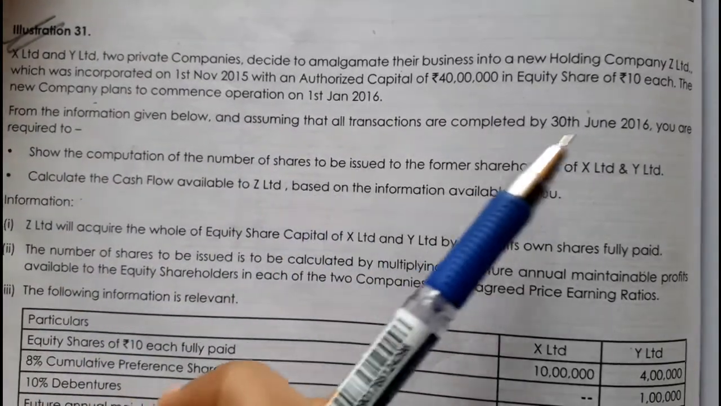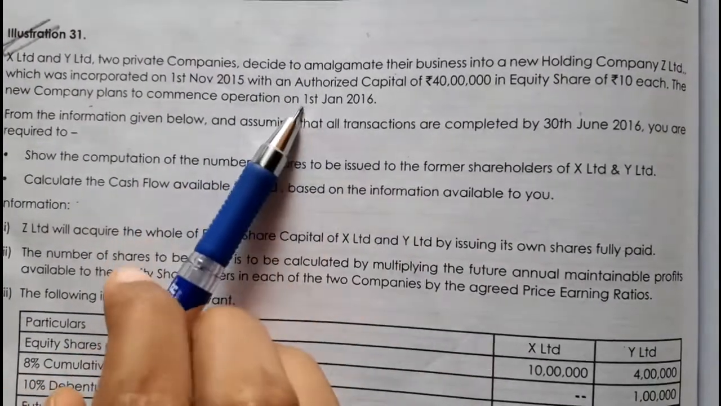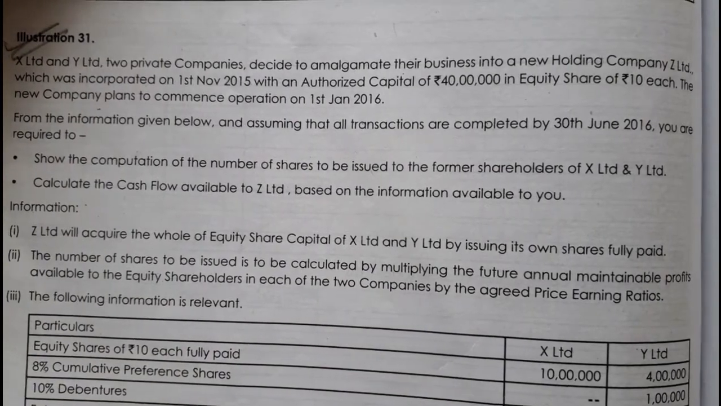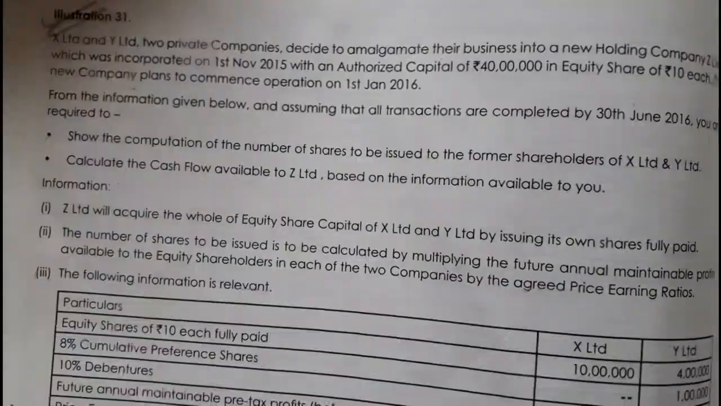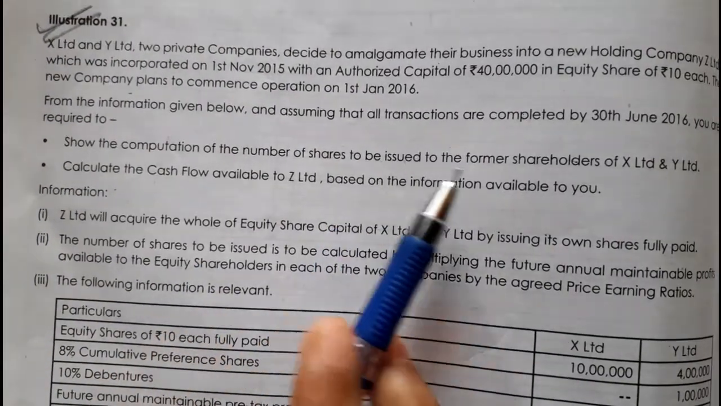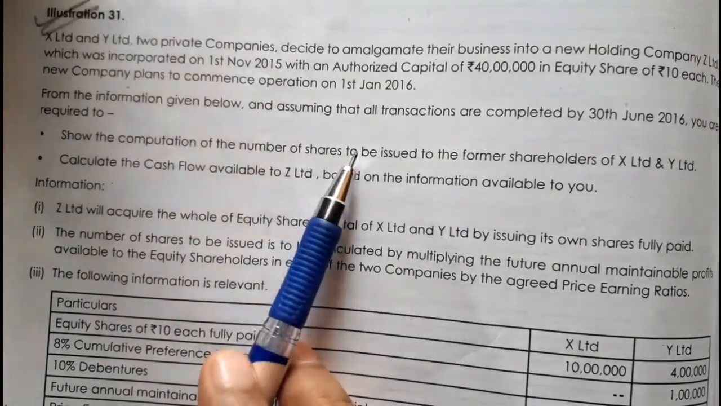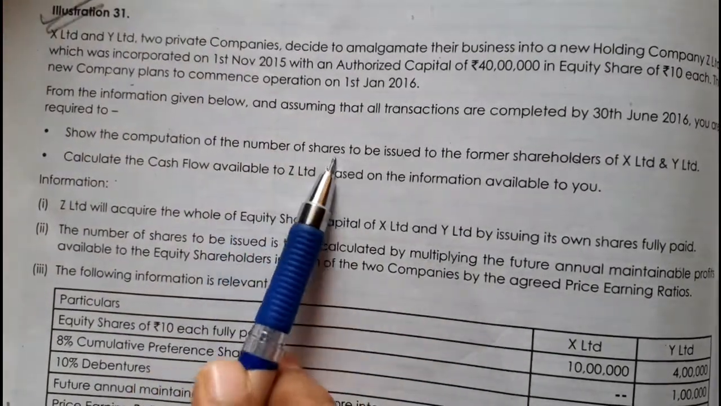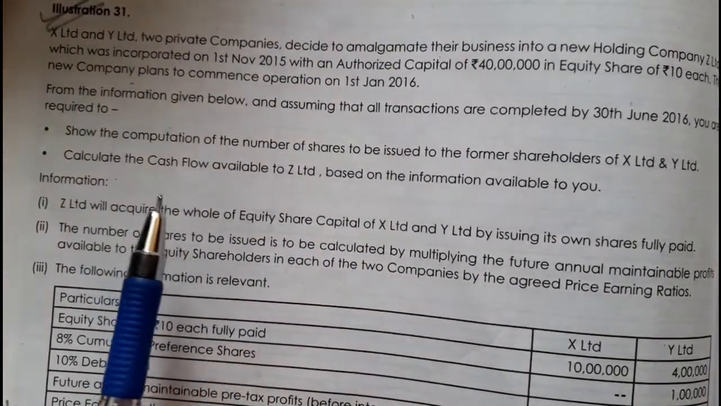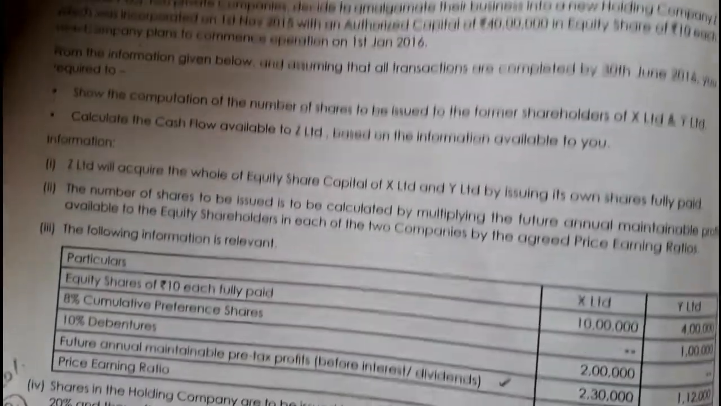Okay, we have to consider that all the transactions are completed by 30th June. That means 1st Jan to 30th June, all the transactions are completed by this time. So we have to calculate everything for 6 months, half yearly. Now we have to find the computation of the number of shares to be issued to X and Y Limited, which are going to be amalgamated into Z Limited, and also the cash flow available to Z Limited based on the following information given below.